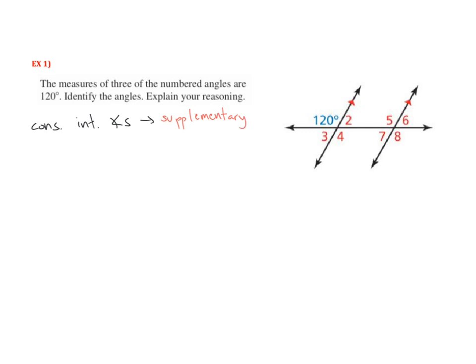All of the other relationships, so alternate interior angles, alternate exterior angles, as well as corresponding angles, all of these are congruent. In other words, they have the same measures between the two angles.